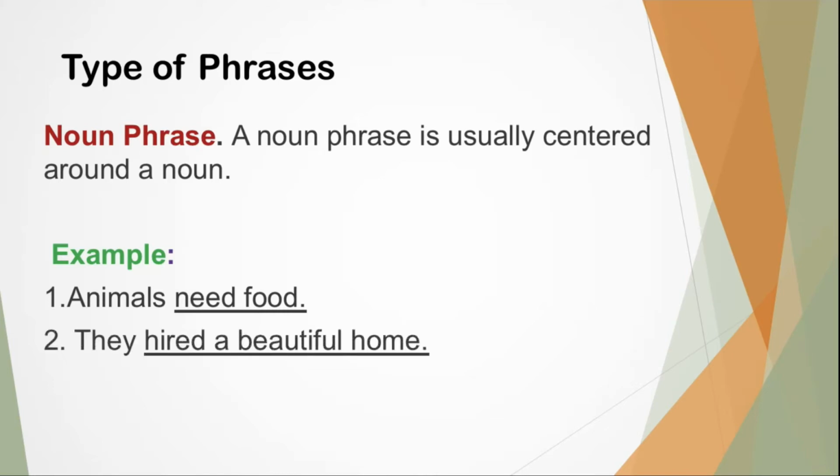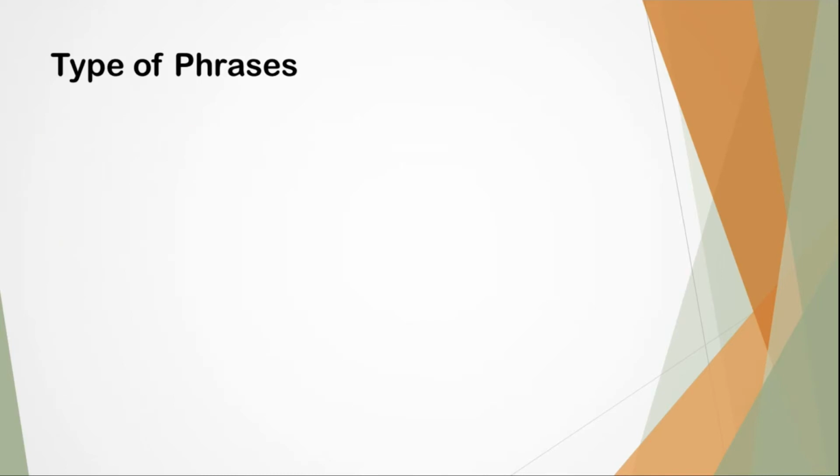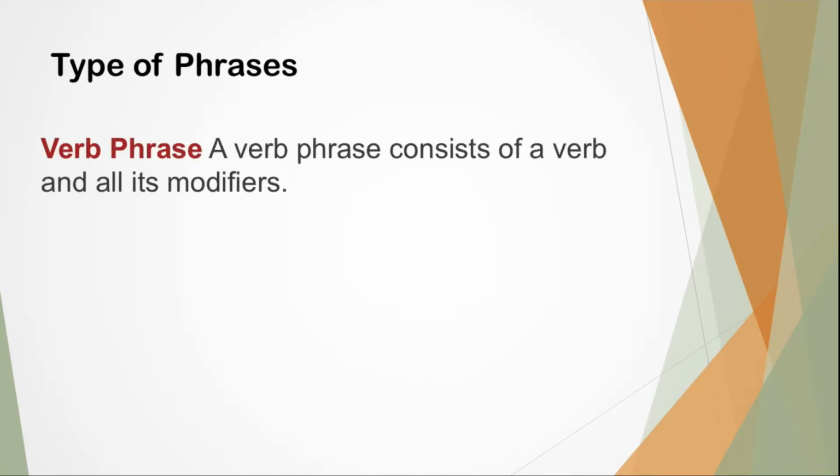The second sentence goes, they hired a beautiful home. So they is the pronoun here, right? Hired a beautiful home is placed just next to the noun, hence it is a noun phrase. Other example is the little puppy is ready for adoption, right? The little puppy is the noun here. Is ready for adoption is the phrase that is attached with it.